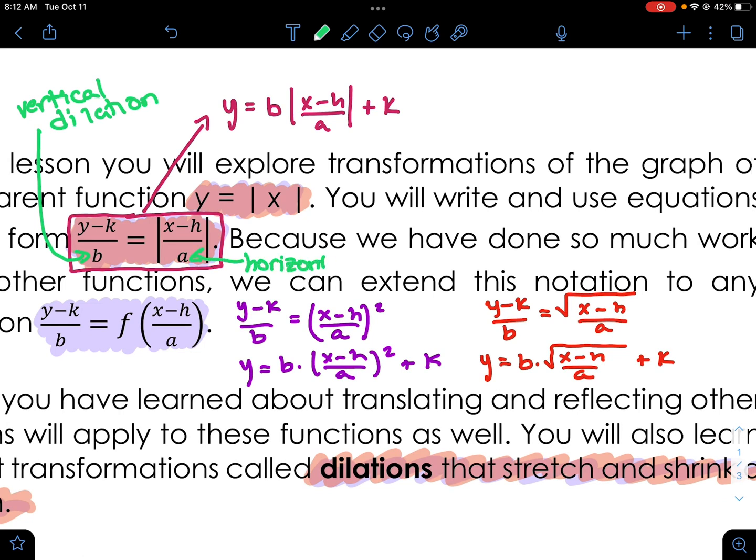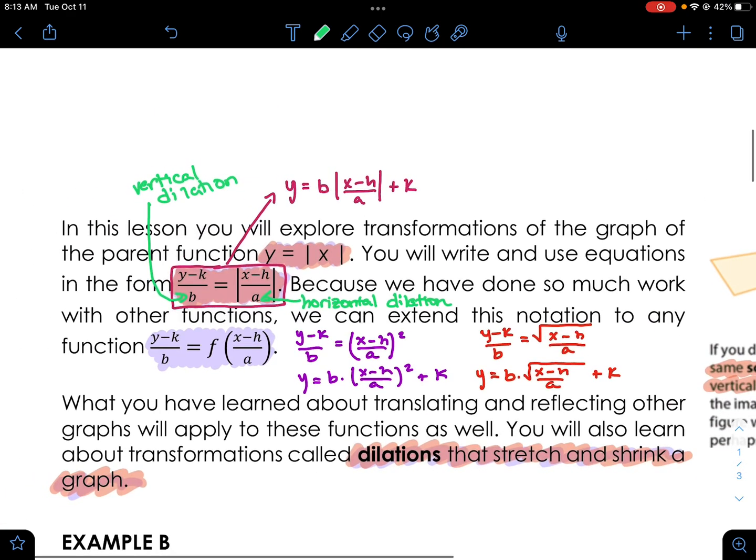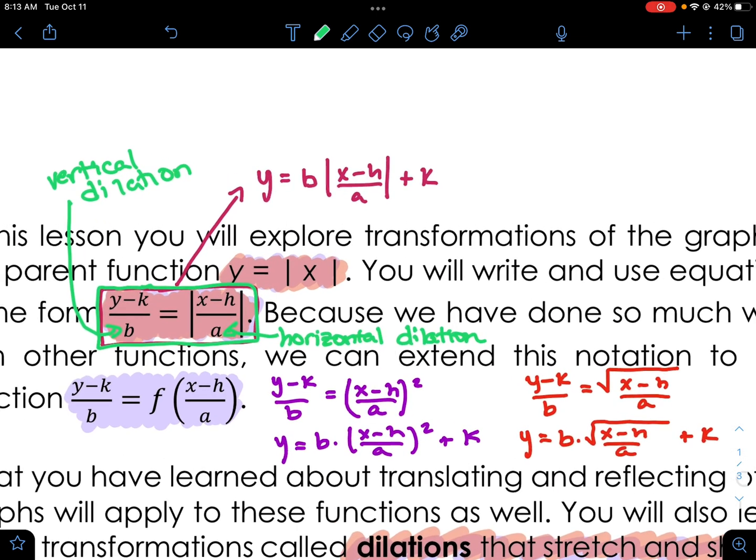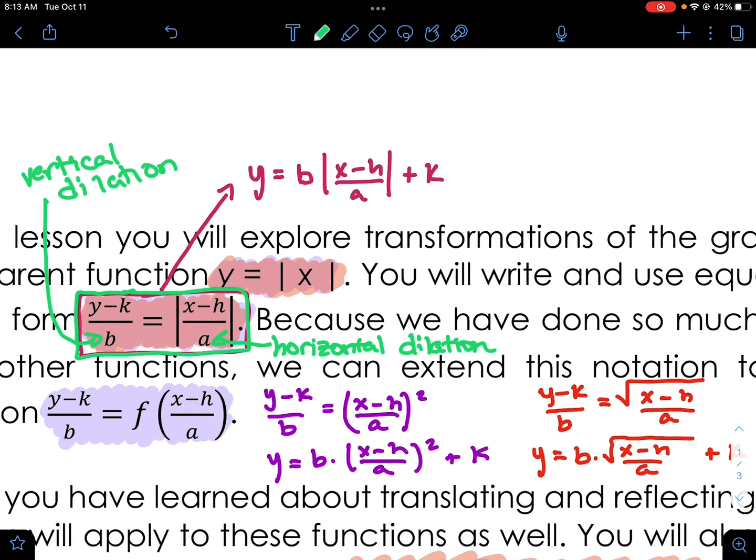And so whatever number that you have there, that's going to tell you how your x values and y values are shrinking or stretching. So you could also write this right here, written as a double lie. You could also write this as a single lie, which would look like this: y equals b times the absolute value of (x minus h) divided by a, plus k.